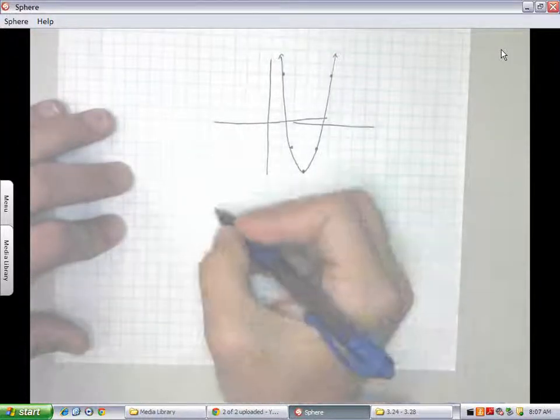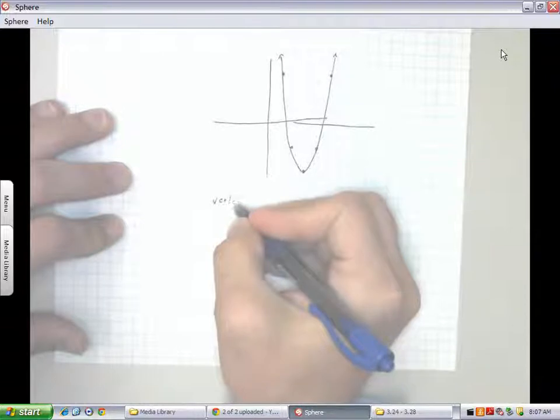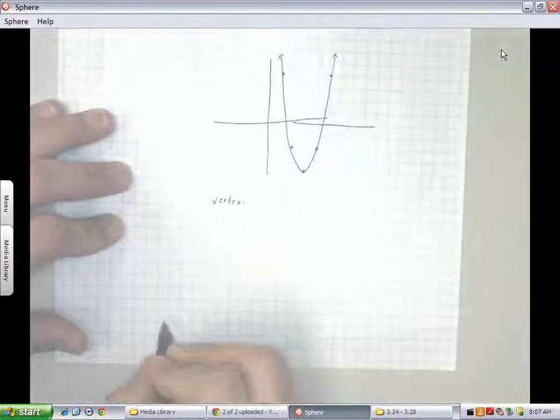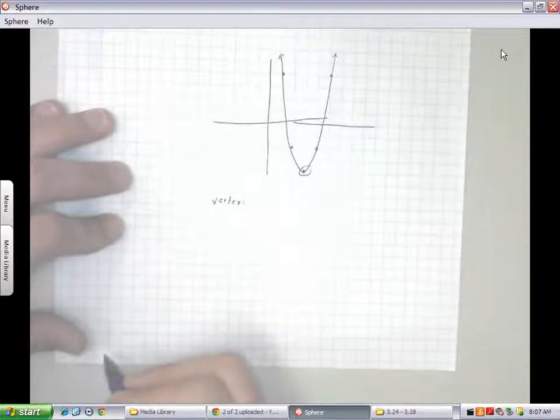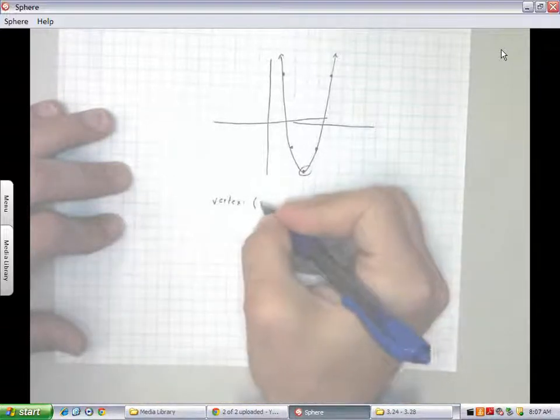Well, we always ask for the vertex. Vertex is very easy to identify. It's the most important point of the parabola. It is the middle point of the parabola, some people would describe it. So it's 3, -4.